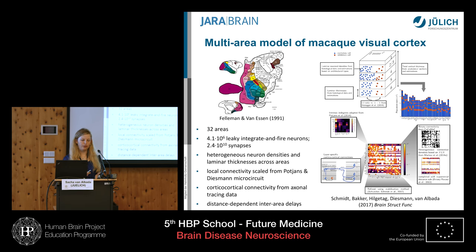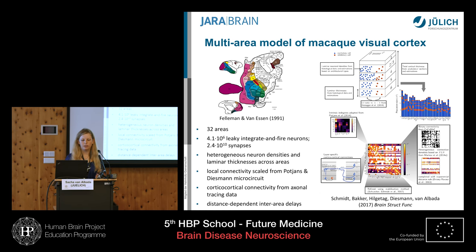In our model we have 32 areas. It's following the classic parcellation of Felleman and Van Essen of all vision-related areas of macaque cortex. So we chose the macaque because it's relatively similar to the human, even though its brain is still quite a bit smaller and it has fewer regions, etc. But there is really a lot of data available for this system. So it's a good example system to help understand relationships between cortical structure and dynamics more generally.